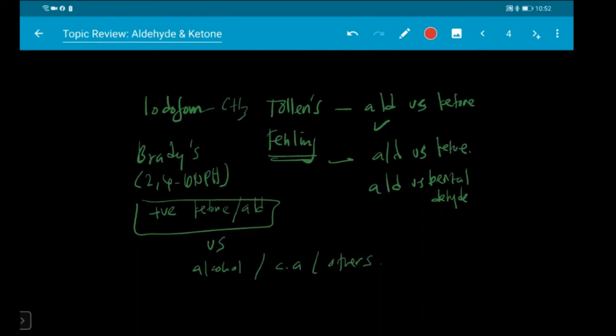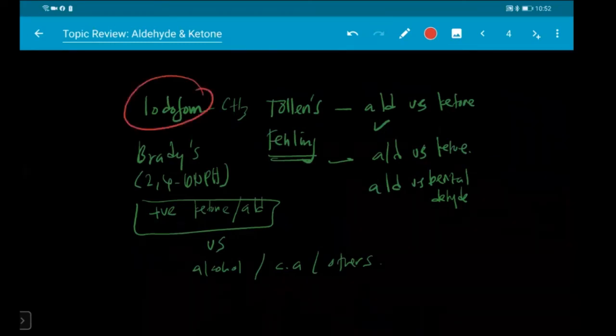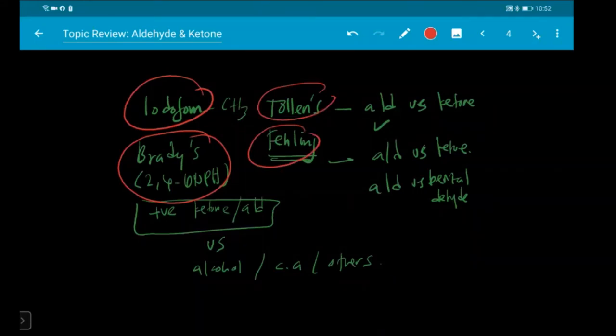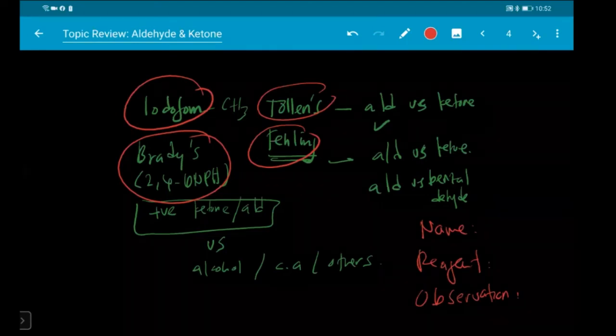Alright. For iodoform, Brady's, tolerance, Fehling, macam ada benda lain yang aku tinggal ni, tapi tak apa. Alright. Please identify the name, the reagent, and also the expected observation. Maksudnya kalau positif tu tunjukkan apa. Tolong study yang ni. Alright, because terdapat satu soalan tadi.